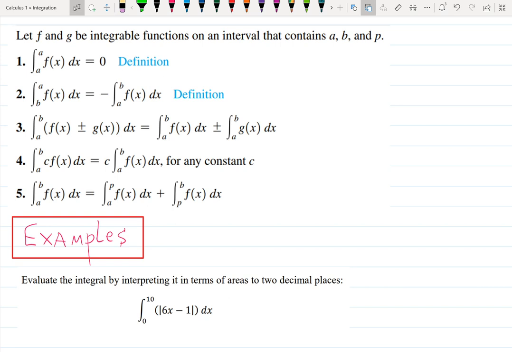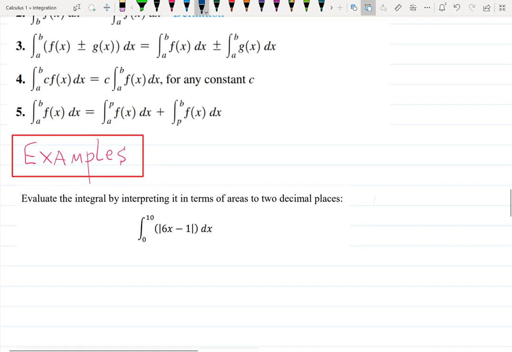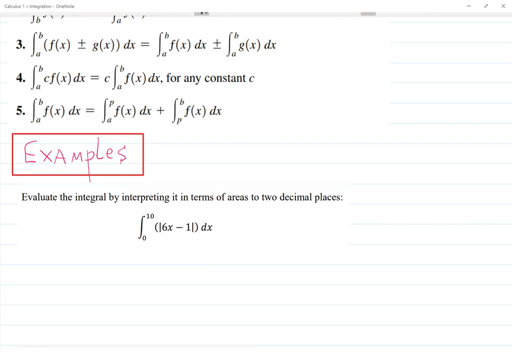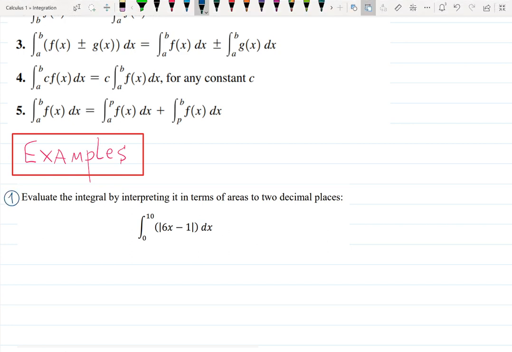Don't be afraid of this word geometry. It's actually not that bad. You will see that basically we're using a bunch of triangles and circles. So, reviewing some definitions and properties of the integrals, we're going to be using these to work with several examples. Example number 1. Evaluate the integral by interpreting it in terms of areas to 2 decimal places.